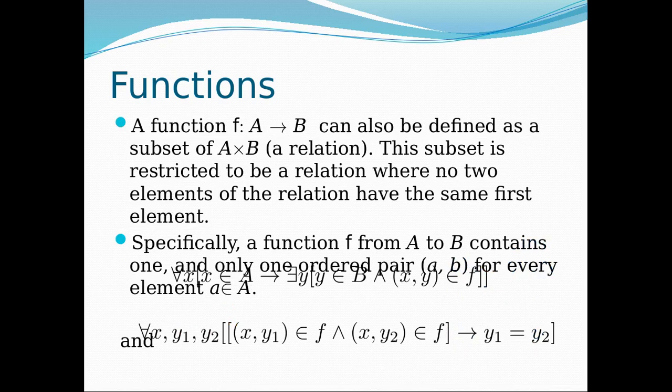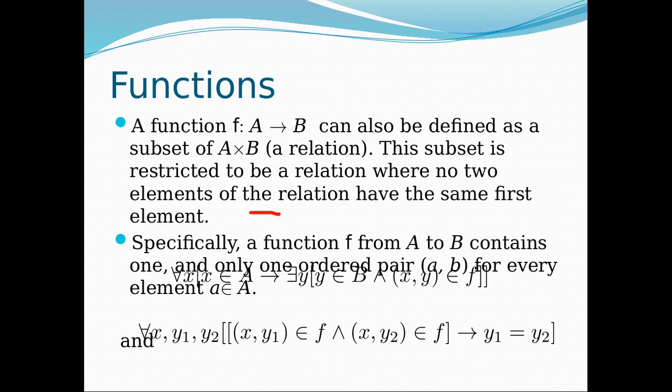A function can also be defined as a subset of A cross B, which is a relation. The subset is restricted to be a relation where no two elements of the relation have the same first element. Specifically, a function from A to B contains one and only one ordered pair such that for all x that is a member of A, there exists a y such that y is an element of B and (x, y) is a member of the function.